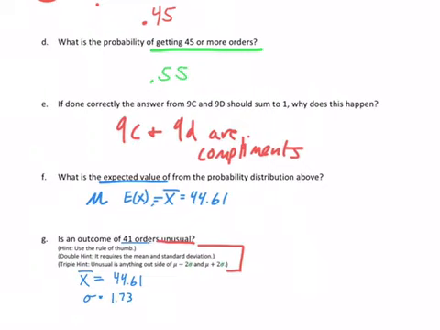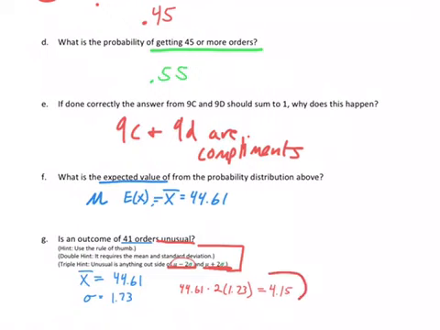We're looking for the value of 41. If that's going to be unusual, it's going to be on the small end. So I'm going to look at the minimum value for the rule of thumb: mu minus 2 standard deviations. In this case, that's 44.61 minus 2 times 1.73. I end up getting a value of 41.15. So again, this is the minimum threshold for unusual. Anything outside mu minus 2 and mu plus 2 standard deviations is going to be unusual.